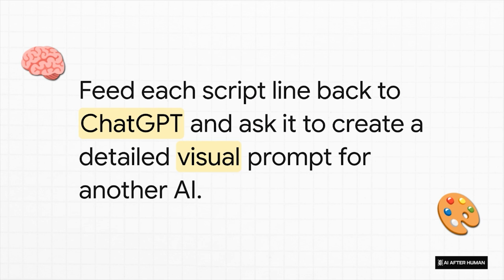This is where things get really clever. Instead of you trying to write the perfect visual prompt, you go back to ChatGPT. You give it your script line by line, and you ask it to translate each line into a super detailed prompt that an image AI will understand perfectly. It's like using one AI to be the creative director for another AI.